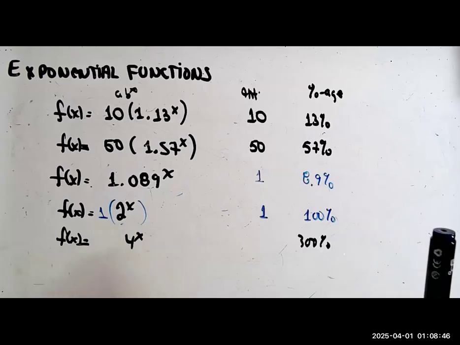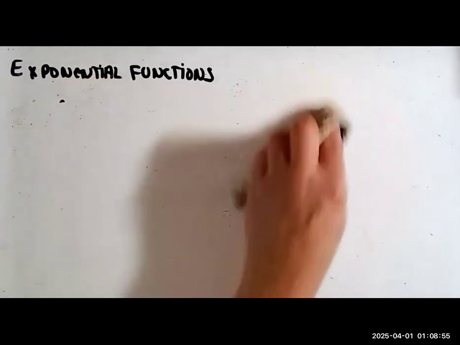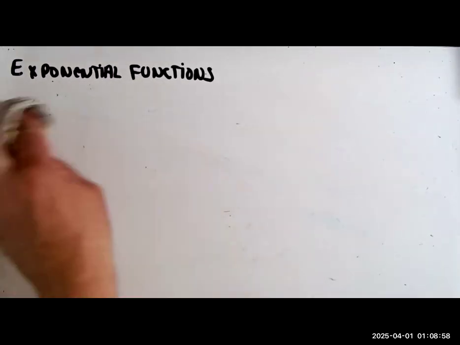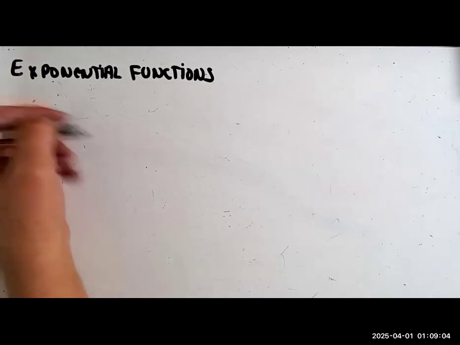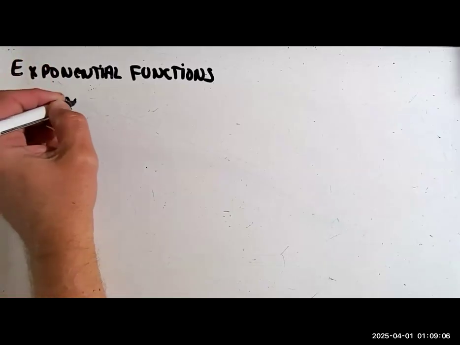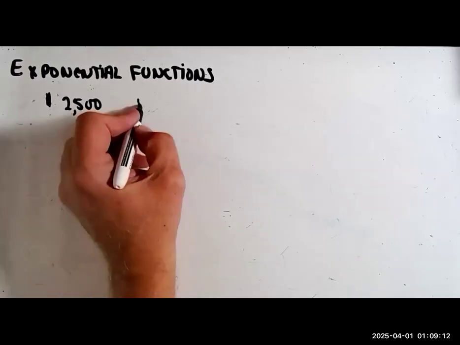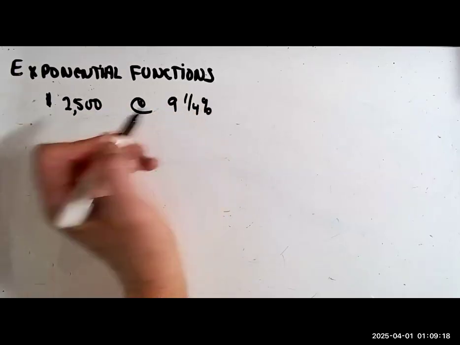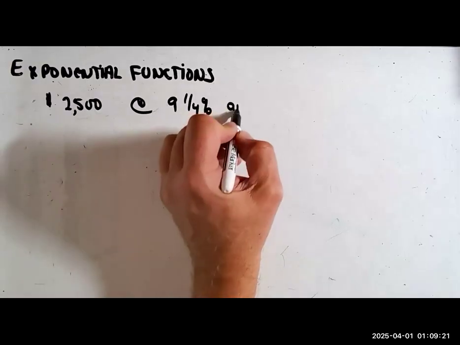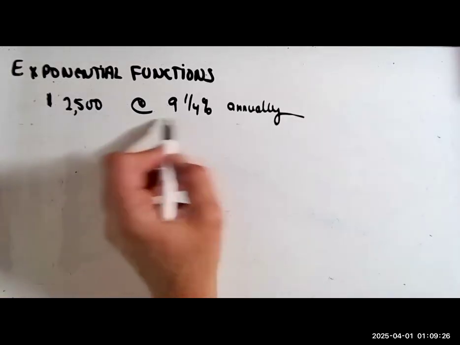Okay, so for example, let's take this: we get a great bonus at work for a fantastic job, and the bonus is, I don't know, $2,500. And we choose to deposit that $2,500 at the rate of 9.25% annually. Of course, this has to be in decimal.